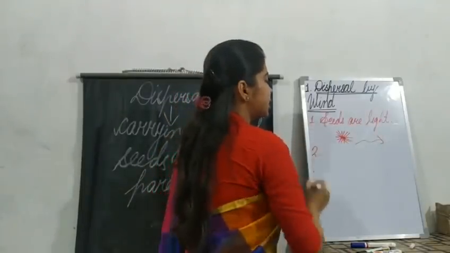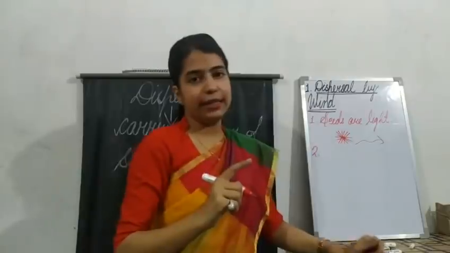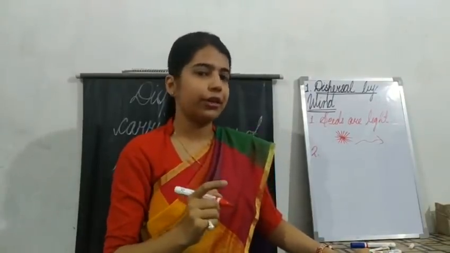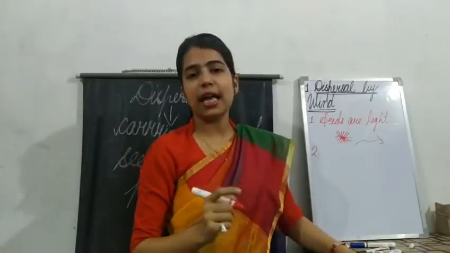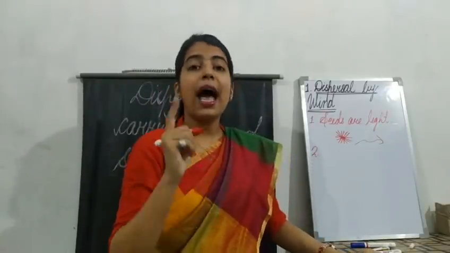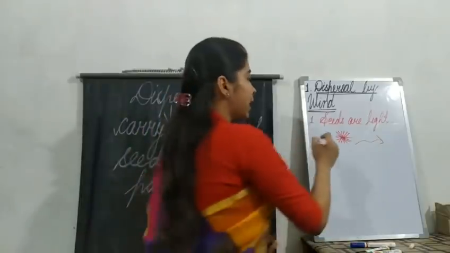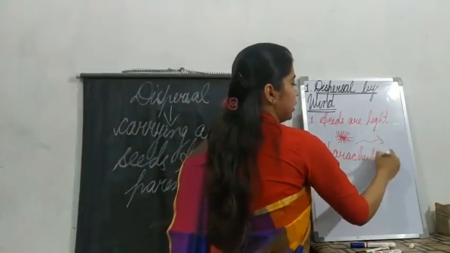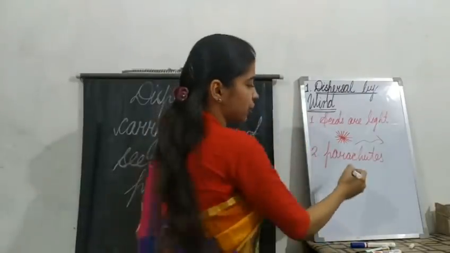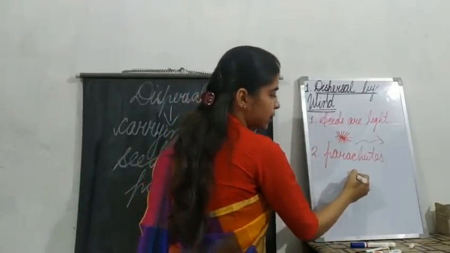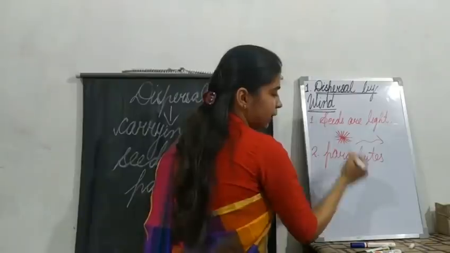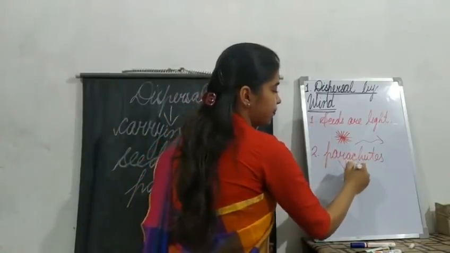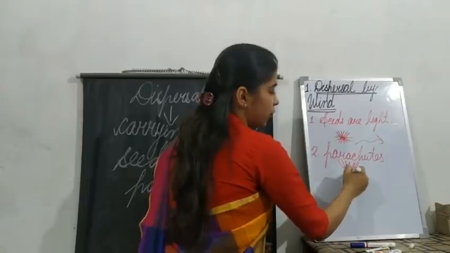Second feature is dandelion. Dandelion picture is also given in the book. If you see carefully, it is already given. So the dandelion plant has seeds which are like parachutes. They have a parachute structure. Parachute structure means if you see the seeds, here will be the seed and they will have a hairy structure like this.